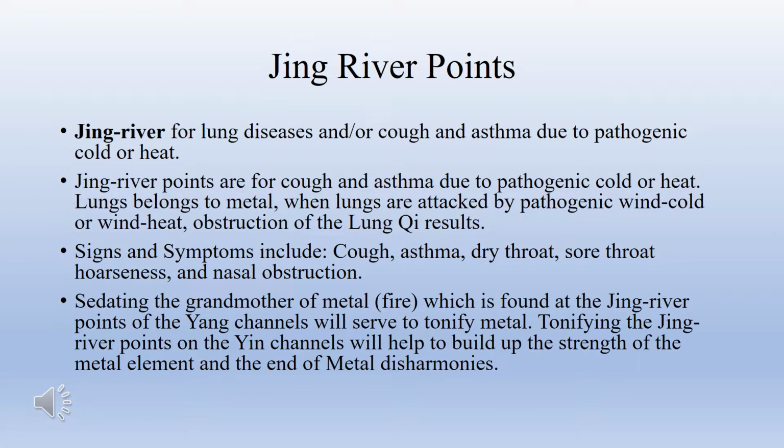Jing river points. Jing river points for lung disease, for cough and asthma due to pathogenic cold or heat. Lungs belong to metal. When lungs are attacked by pathogenic wind cold or wind heat, obstruction of the lung qi results. Signs and symptoms include cough, asthma, dry throat, sore throat, hoarseness, and nasal obstruction.